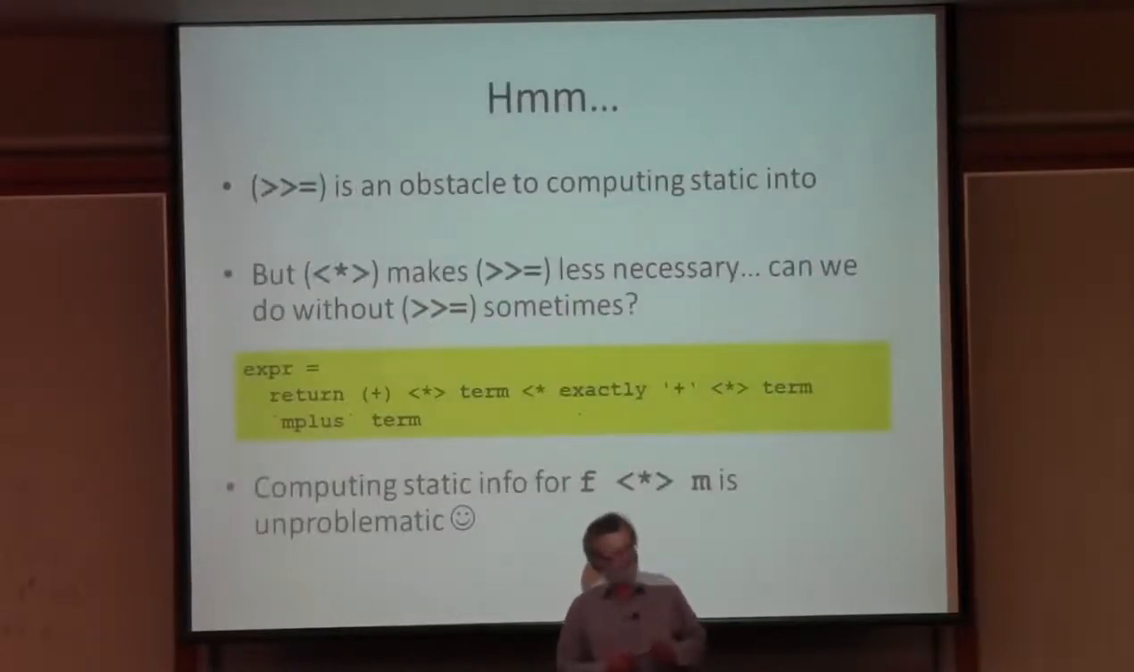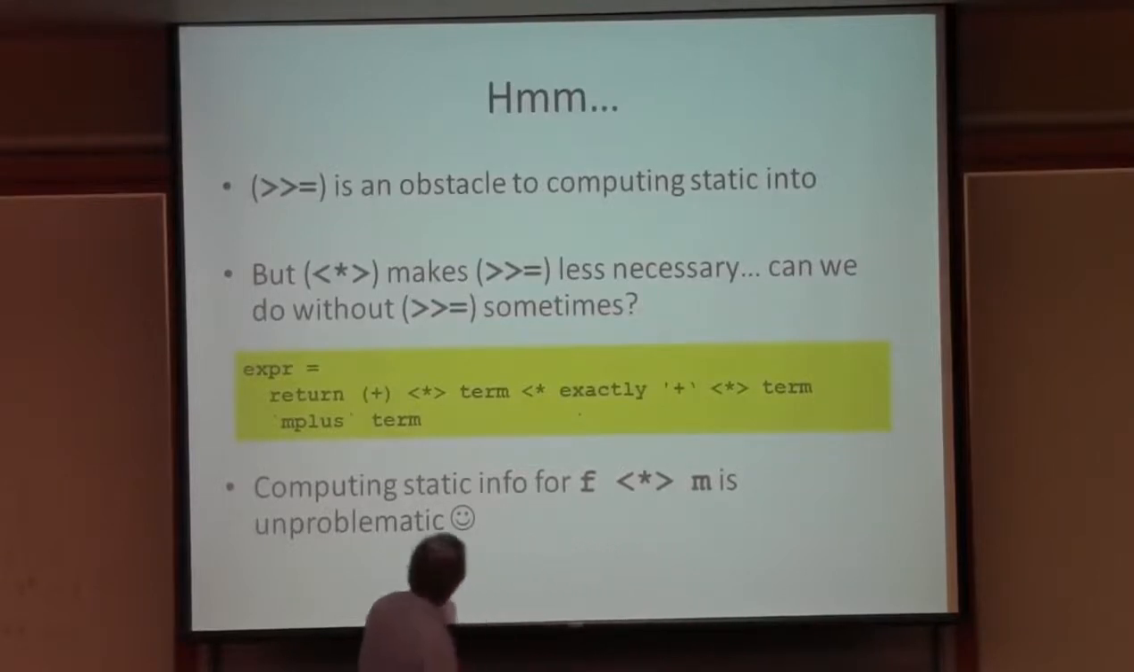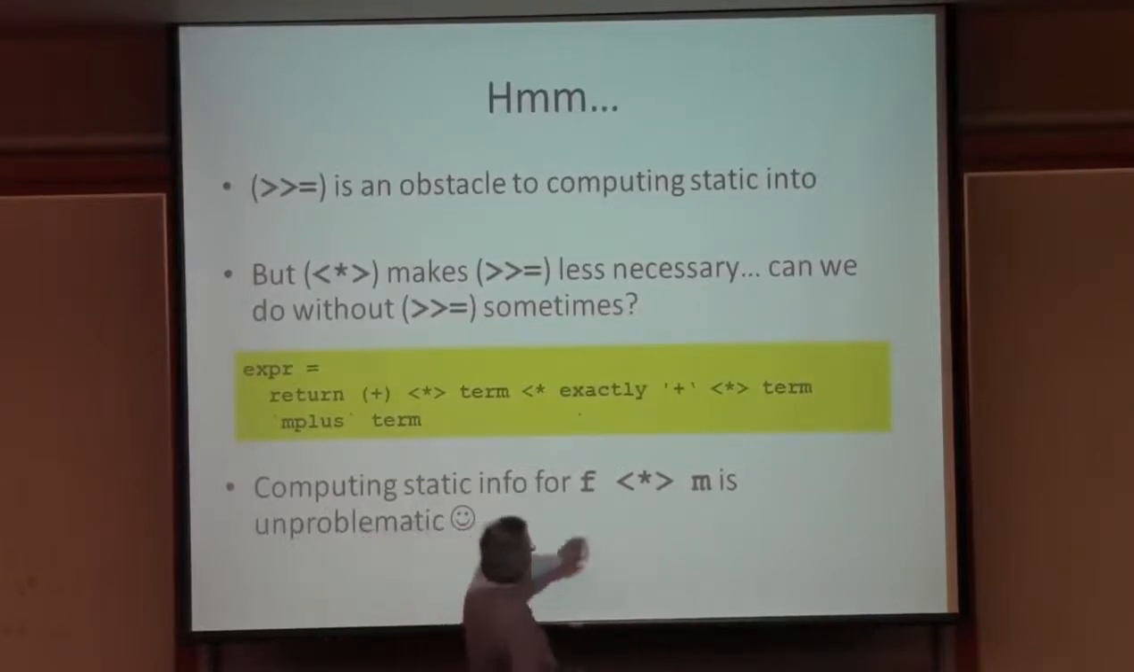But wait a minute. Think back to the way that I rewrote my parser. I didn't actually use bind anymore, did I? I just used these new derived operators that I've just introduced. So suppose I want to know what are the possible starter symbols of f applied to m. Is that problematic? Well, no.